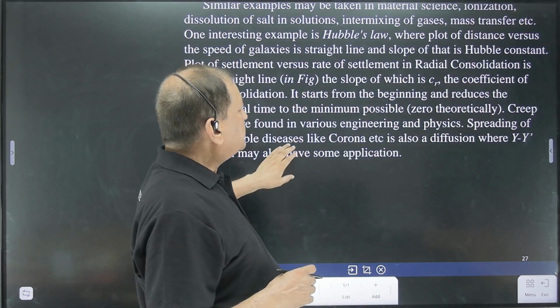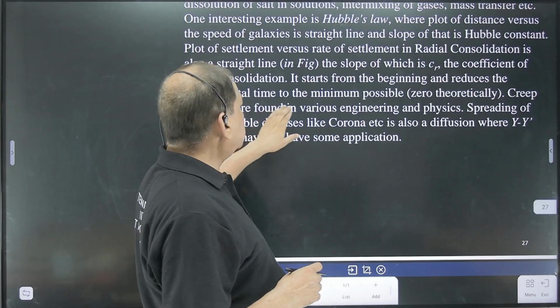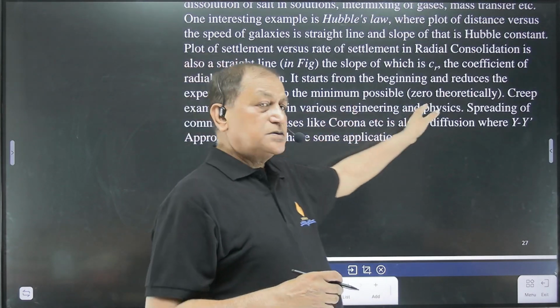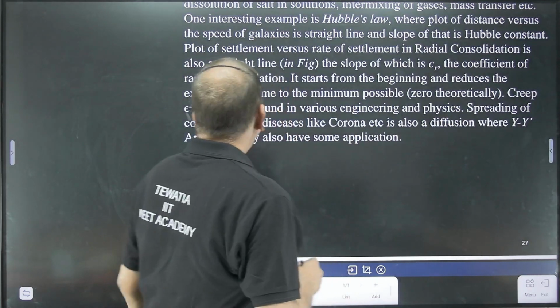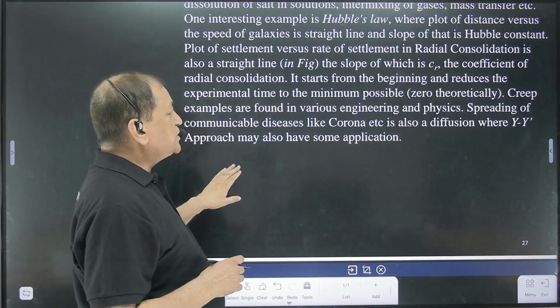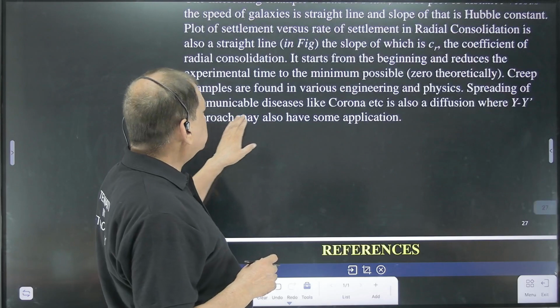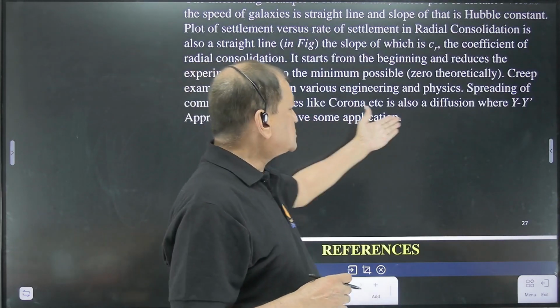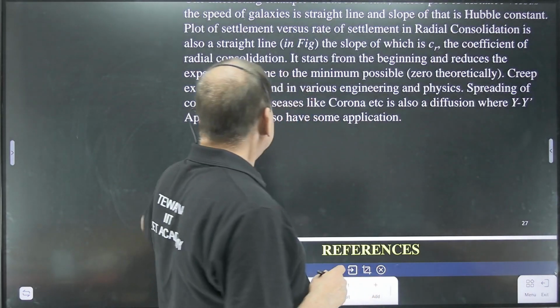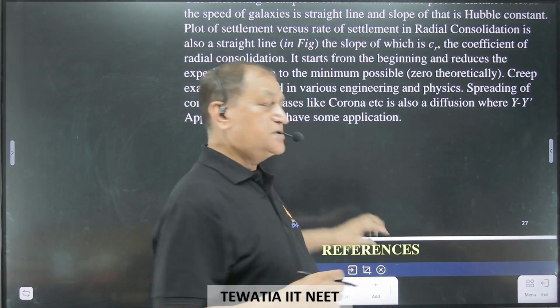It starts from the beginning and reduces the experimental time to the minimum possible, 0 theoretically. Creep examples are found in various engineering and physics. Spreading communicable diseases like corona, etc. is also a diffusion where the YY dash approach may also have some applications.